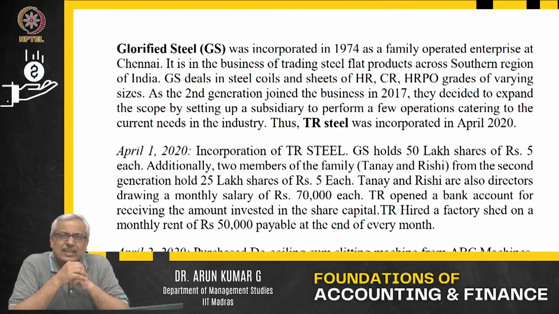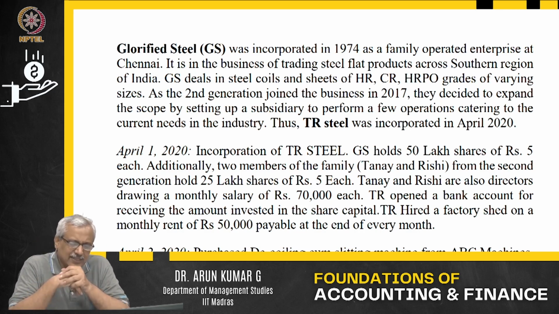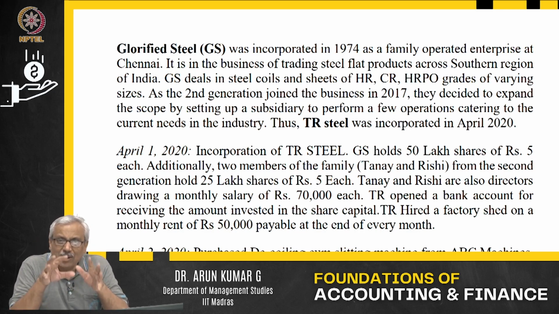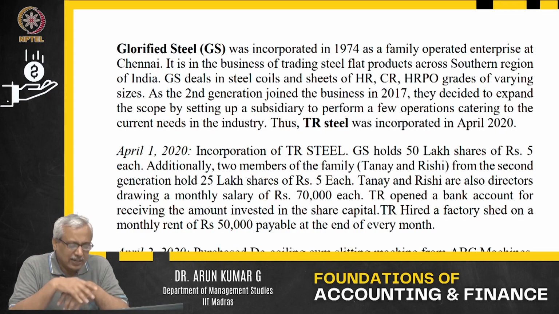1st of April, incorporation of TR Steel, that is, it has started. Now, in that company, somebody has to make an investment. When somebody makes an investment, that is what we call the capital, or what we call the equity capital in the other class. Now, look at this. GS holds 50 lakh shares of 5 rupees each. Additionally, two members of the family, Tanay and Rishi from the second generation, hold 25 lakh shares of 5 rupees each.